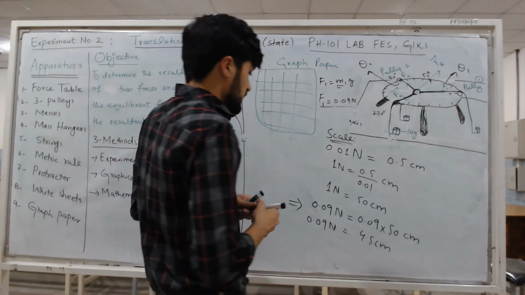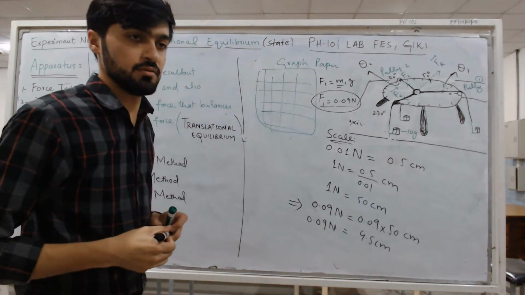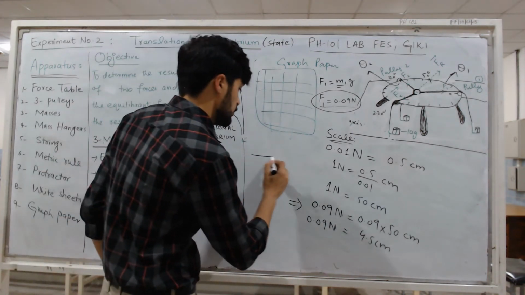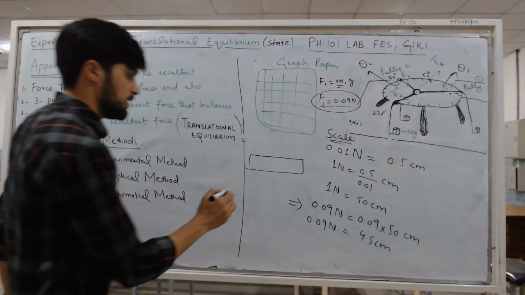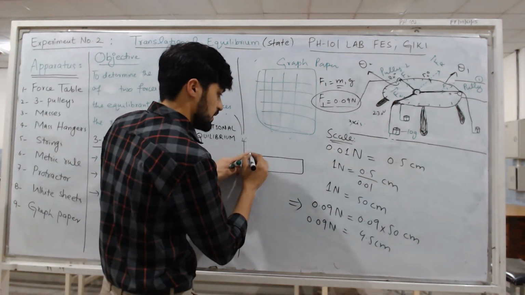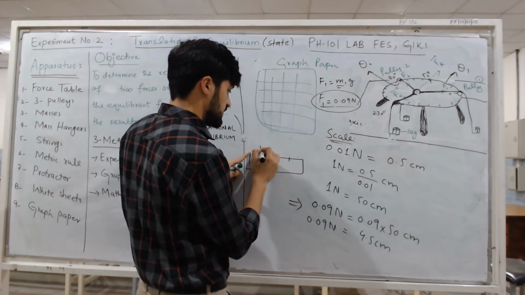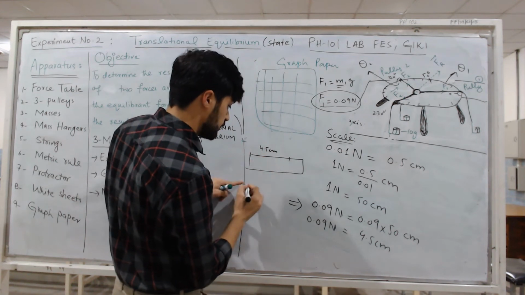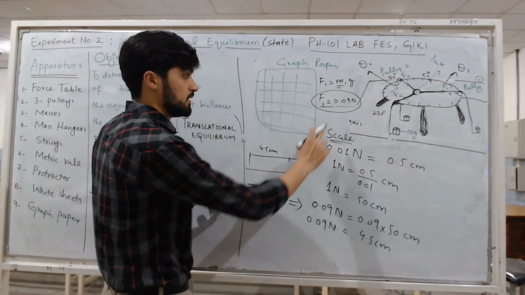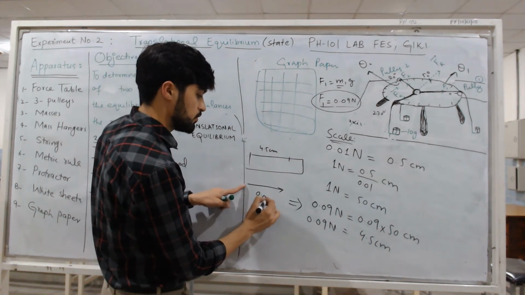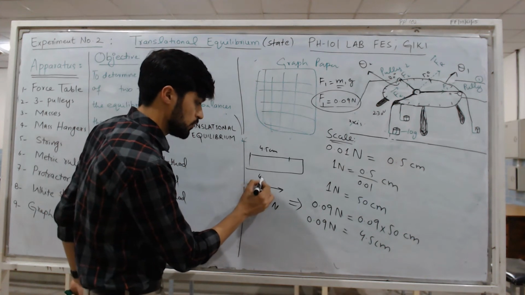So it means that this 0.09 Newton, you will use a scale, a metric rule or a scale, and you will select, let's say this is 4.5 centimeter. So draw a 4.5 centimeter vector, and this is representing your 0.09 Newton, because this is equal to 4.5 centimeter.